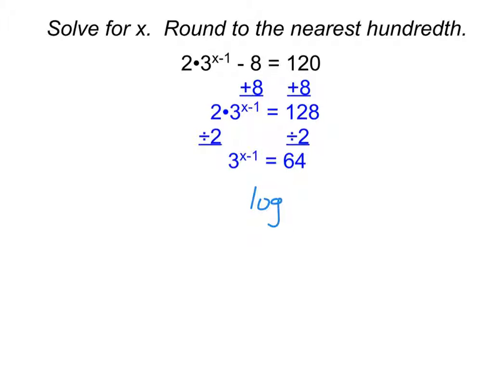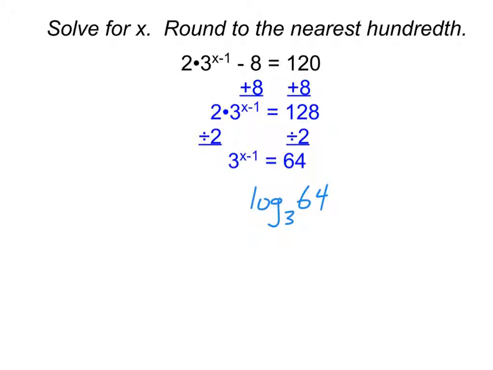So when we go and write it as a logarithm, of course, the base is always whatever is raised to the power, so it's going to be log base 3 of whatever is by itself in the exponential form, so that's going to be the 64. But the question is, what does it equal?